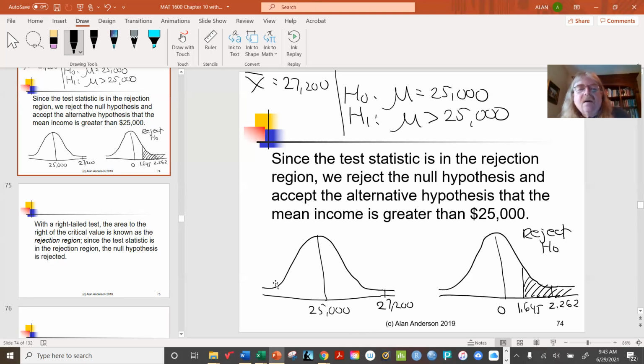All right, and so now whatever they were planning on doing, let's say the government, if that turned out to be the case, they were planning on, I don't know, raising taxes or something. Now they can go ahead and do it because they have evidence that the mean is actually greater than 25,000.